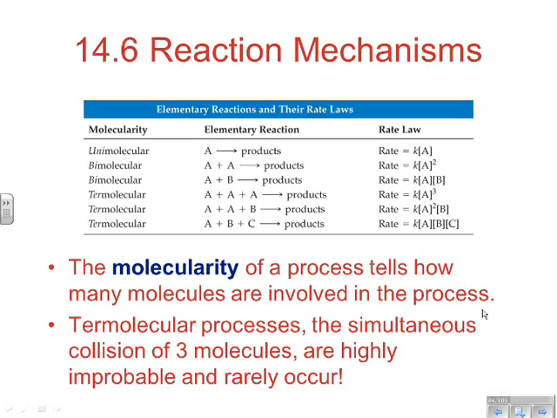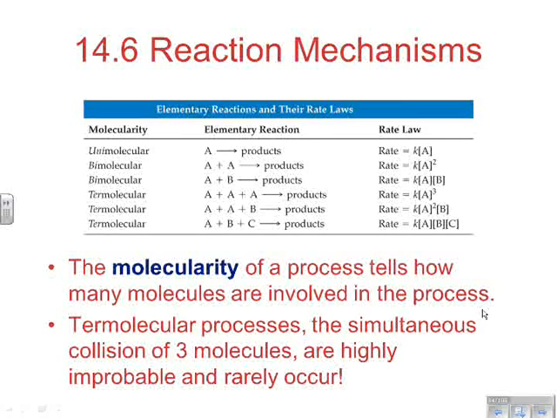Think about it. If you're walking around in the hallway, what is the probability that at any one time three different people are going to collide at the exact same point? It's highly likely that you bump into somebody from time to time, but it's much less likely that three things collide. And remember, collision theory says reactions don't occur without a collision. Termolecular collisions are so unlikely they really aren't a valid part of any reaction mechanism, because they're going to be too slow. They can happen, but they're too slow to contribute overall to the reactions we're looking at.